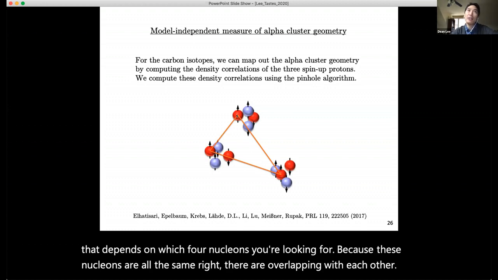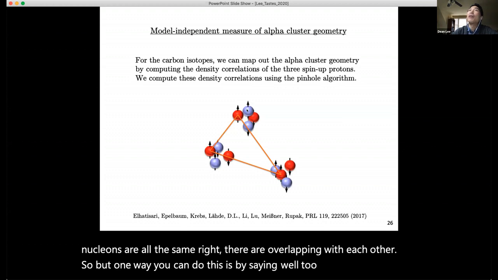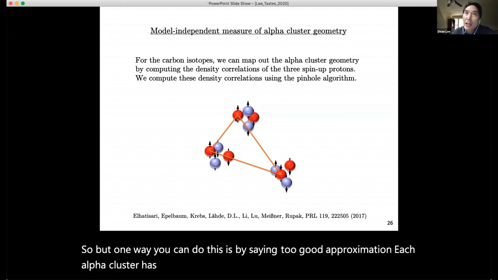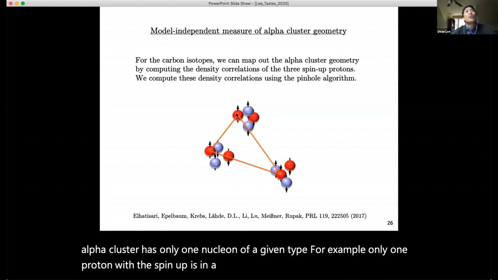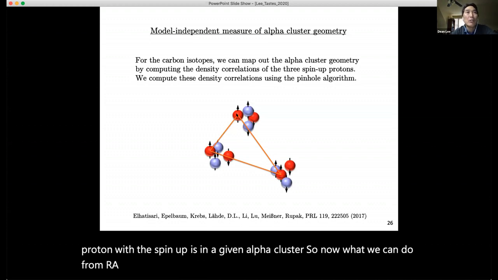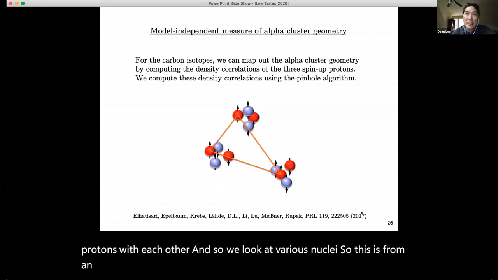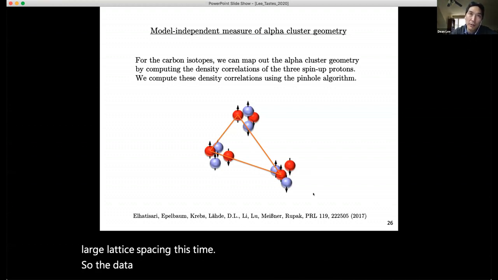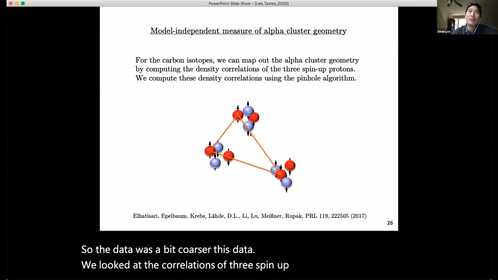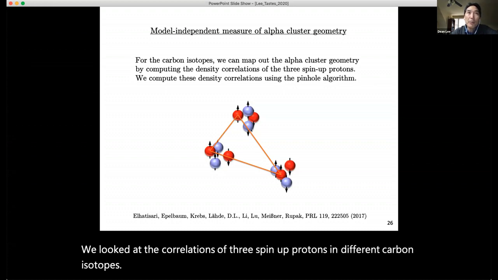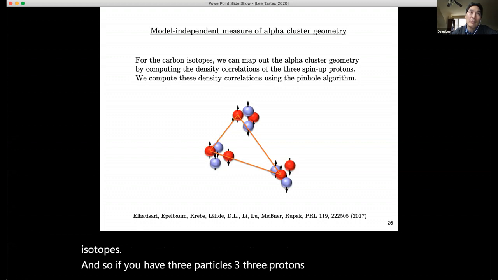But one way you can do this is by saying, to good approximation, each alpha cluster has only 1 nucleon of a given type. For example, only 1 proton with a spin up is in a given alpha cluster. So now what we can do from our A-body calculations is look for the correlations of 3 spin-up protons with each other. And so we look at various nuclei. This is from an older paper, 2017, where we did this calculation with a relatively large lattice spacing this time. So the data was a bit coarser. We looked at the correlations of 3 spin-up protons in different carbon isotopes. And if you have 3 particles, three protons, they form the vertices of a triangle.